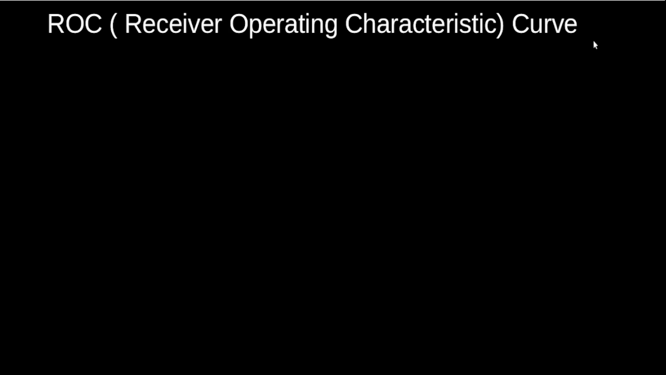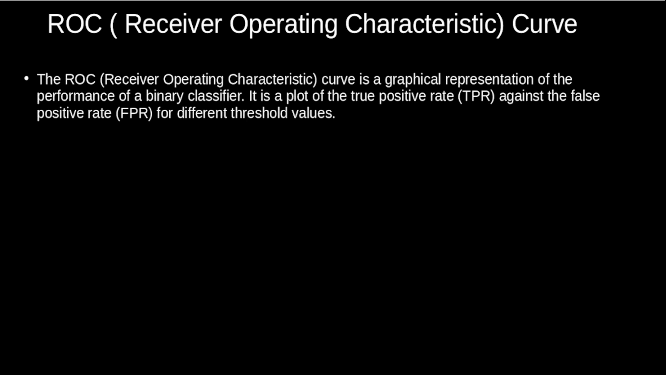ROC curve, that is the receiver operating characteristic curve. It is the technique which is specifically used to identify the best threshold for our model. The ROC, that is receiver operating characteristic curve, is a graphical representation of the performance of a binary classifier. It is the plot of true positive rate, that is TPR, against the false positive rate, FPR, for different threshold values.